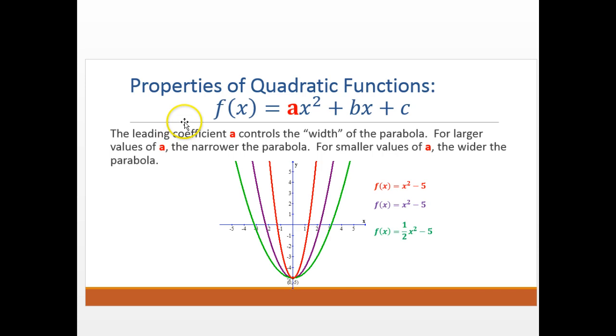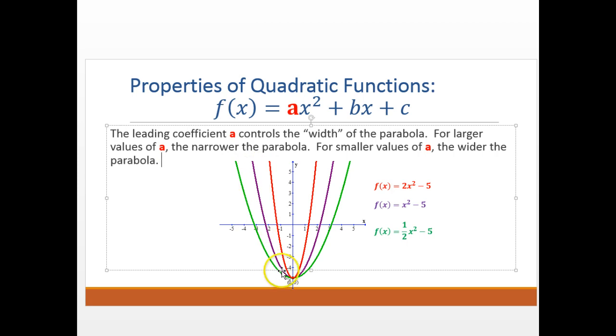Now, a also has another property. It controls the width of the parabola. For large values of a, the parabola is very narrow, and for small values of a, the parabola is much wider.